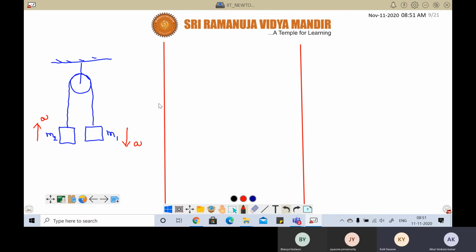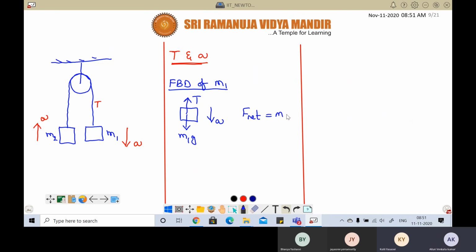Now, tension will be there here. Tell me how to find tension and acceleration. I want tension and acceleration. So what we have to do? Draw the free body diagrams. Free body diagram of the m1 block. Now tell me, what are the forces? m1g, and tension force towards upside. The body is moving downwards. So m1g minus T equals m1a. Equation 1.